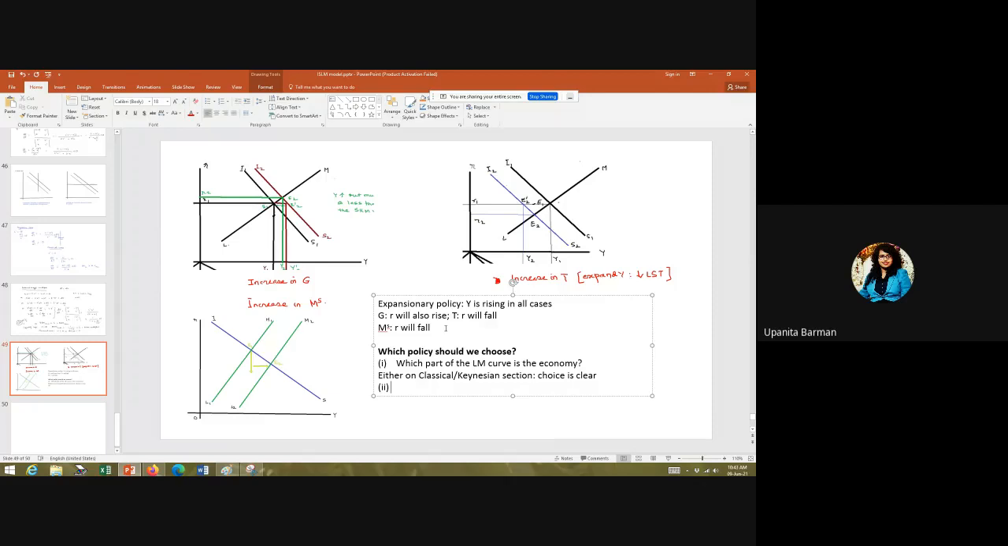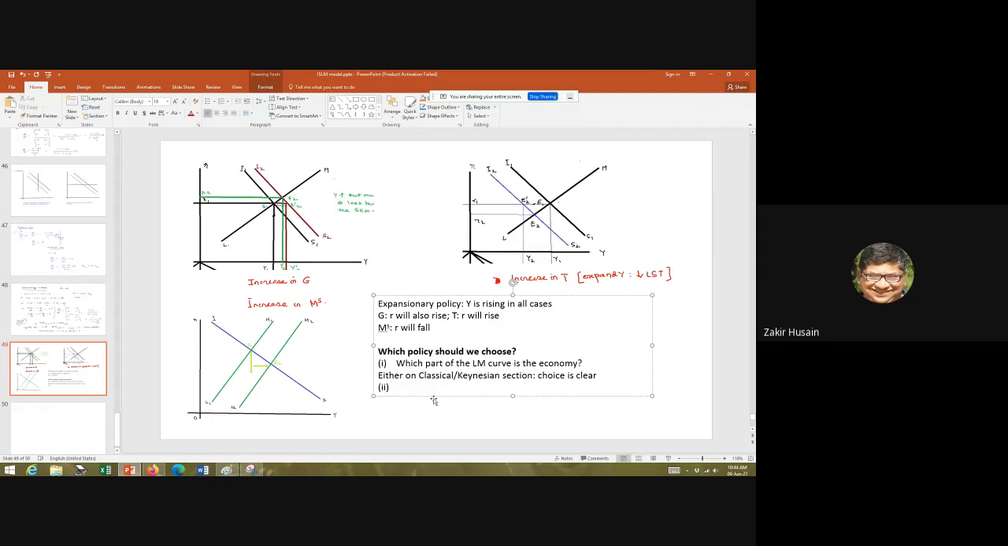Sir, is the increase in Y same in all three cases? Sorry, I just made a mistake over here. R is falling over here, so that means if I want to expand income, I'll have to reduce lump sum taxes, right? So in that case, R will rise.